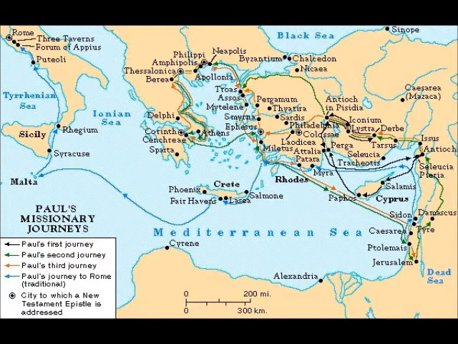There's Tarsus. Here's Jerusalem down here. Antioch is another place that was significant in Paul's activity. That's where he spent a significant amount of time and first left from there to carry out his activities proclaiming the gospel in various places.